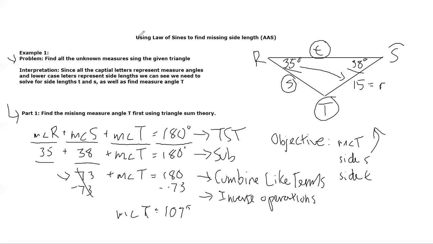Now, if you've been paying attention the last couple of weeks, inverse operations is just the opposite operation to what is currently happening in order for you to isolate the x. In this case, we don't have an x, but we do have an unknown. We don't know what measure angle T is. Therefore, that is my x. That is what I'm looking for. I subtract 73 from both sides, because I want measure angle T to be alone on the left side of the equation. So I cancel out 73 from both sides. That means subtracting 73 from both sides. And I end up with measure angle T is equal to 107 degrees. Perfect. Do I now know what measure angle T is? Yes. I know that that is 107 degrees.